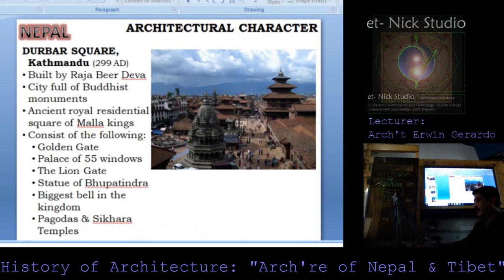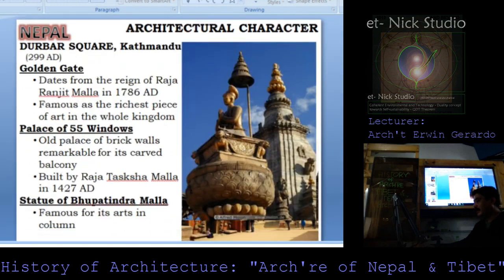Nepal, its architectural character. Durbar Square, Kathmandu, in the year 299 Anno Domini, built by Raja Bir Deva. The city is full of Buddhist monuments. The ancient royal residential square of the Malla kings consists of the following: the Golden Gate, the Palace of 55 Windows, the Lion Gate, the statue of Bhupatindra, the biggest bell in the kingdom, pagodas and Sikhara temples.